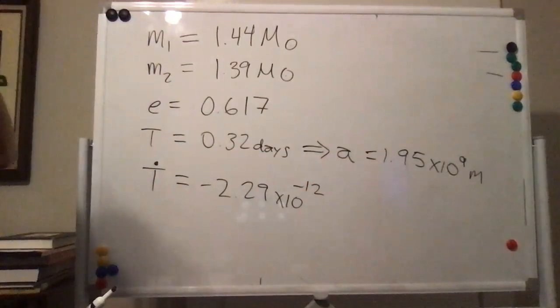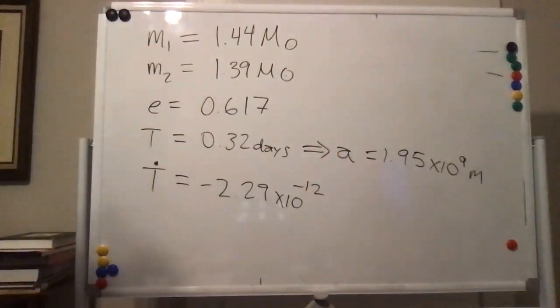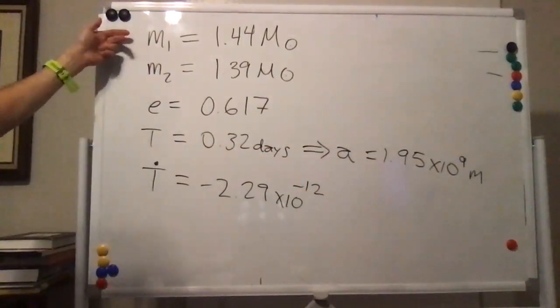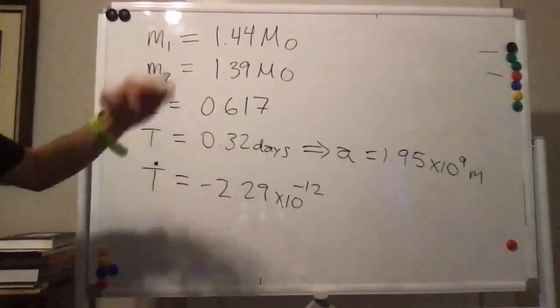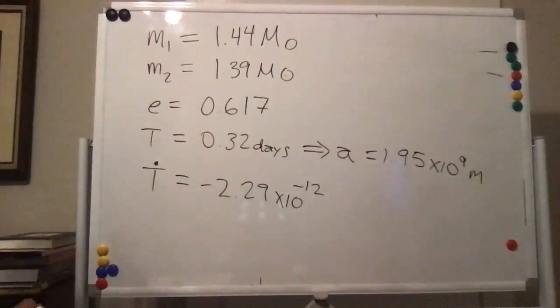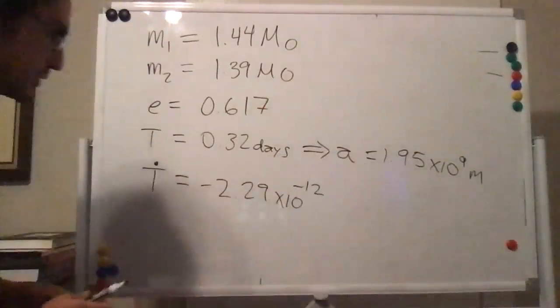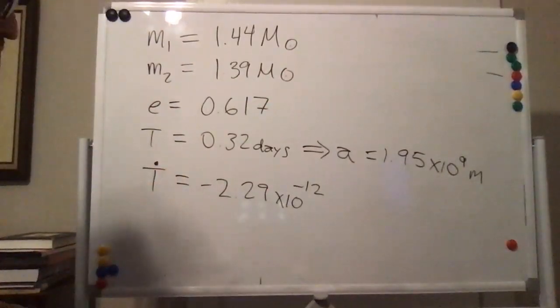So you have these two neutron stars. They have to be because of their masses. One of them is a pulsar. The other one cannot be detected. And they don't know if it's because the pulse is not aligned with us, or it's just a neutron star that is not a pulsar. And so you could fit these two neutron stars in the orbit of Mercury. They orbit around each other every 0.32 days.